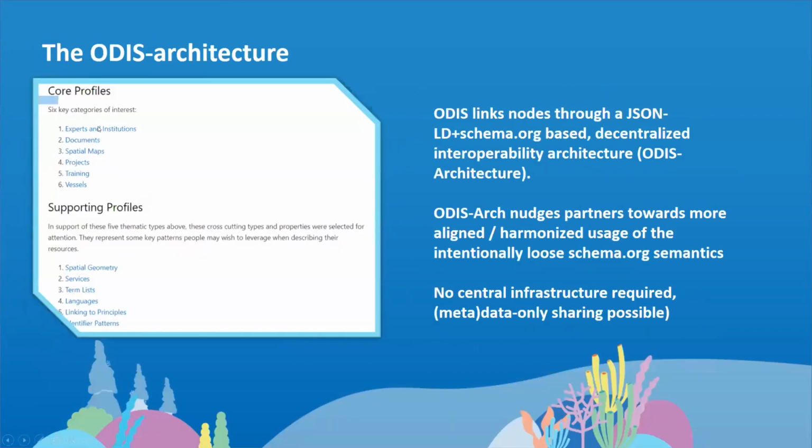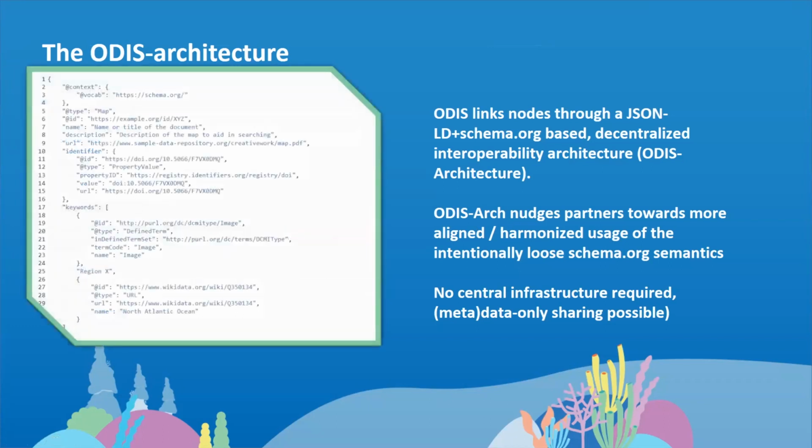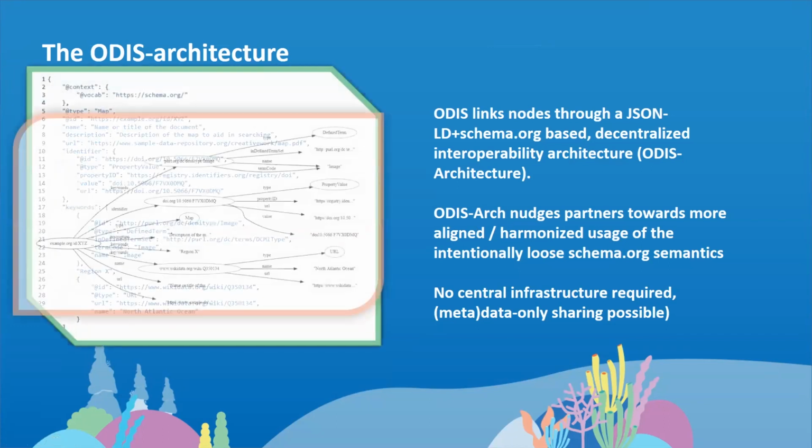So those are the core profiles we're working with: experts and institutions, documents, spatial maps, projects, training, and vessels. Also data sets are included in there. And those are the patterns and templates we provide in JSON-LD schema.org, inspired very much by SOSA. We're just trying to nudge people towards more conventional usage of those types. We publish that in documentation, which our partners look at, and also suggest revisions to and extensions of. Yeah, that's what it looks like. Nothing too spectacular for this crowd.